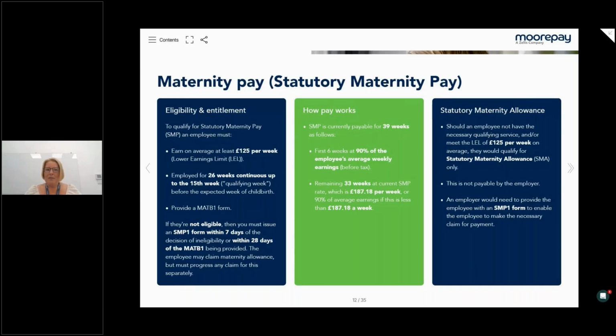We need the MAT B1 as well for the maternity pay. Like I say, if we didn't get a MAT B1 for one reason or another, then we can ask for further evidence, i.e. a birth certificate, a letter from a GP, something else. If an employee is not eligible for statutory maternity pay, or maybe you've got contractual maternity pay, we need to provide them with an SMP1 form. That should be done within 7 days of them notifying us of their intention to take the leave.